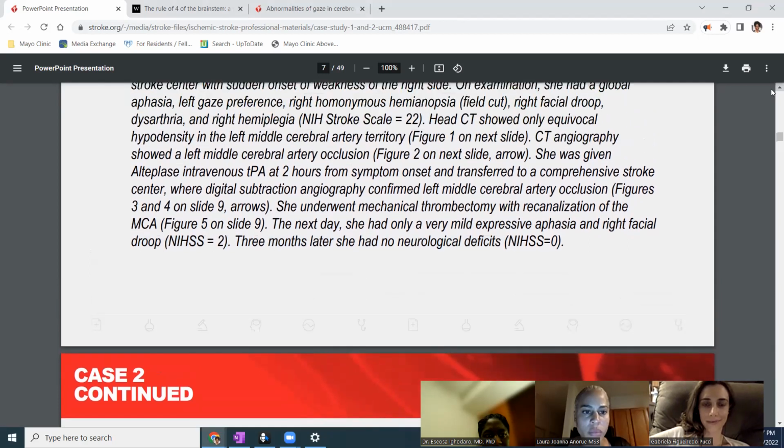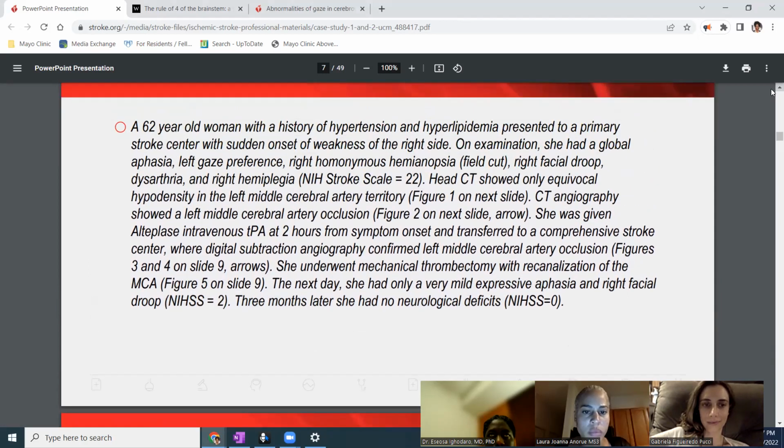So here's another question. In these two cases, we gave TPA. Would we give aspirin or Plavix on top of TPA, or do we not? I mean, I don't know. I think so. Wait, you do? Why do you not?